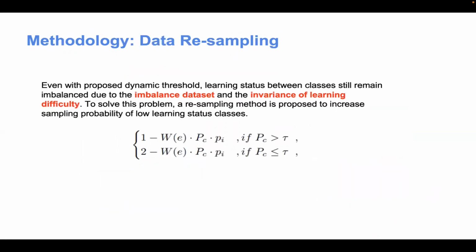The second part is the data resampling. Even with the proposed dynamic threshold, the learning status between classes still remains imbalanced due to the imbalanced dataset and the invariance of learning difficulty. To solve this problem, a resampling method is proposed to increase the sampling probability of low learning status classes.